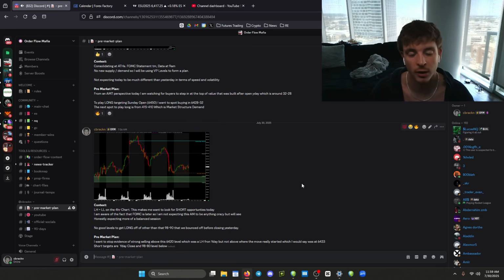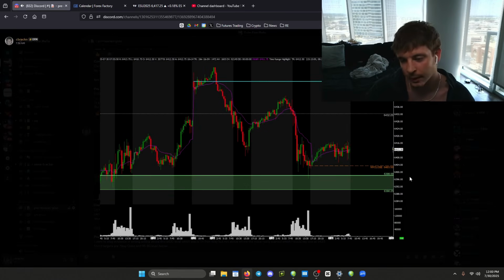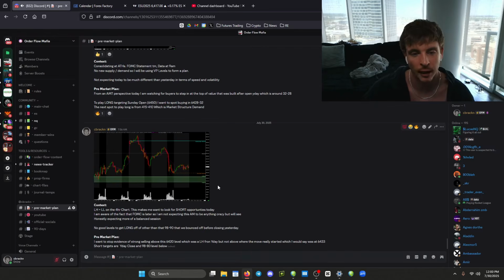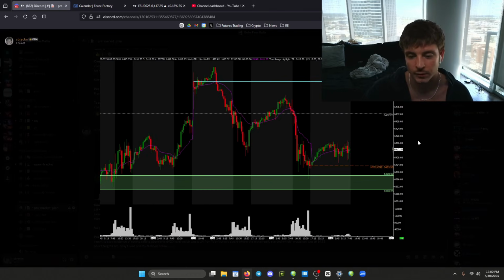On top of this, I had no good levels for me to play long off of other than this 98 to 90 level that actually got tapped into like 3 or 4 times now. So I was even a little bit hesitant to even get long off that if there was an opportunity to do so. So really, to put it simply, I'm looking for shorts today.